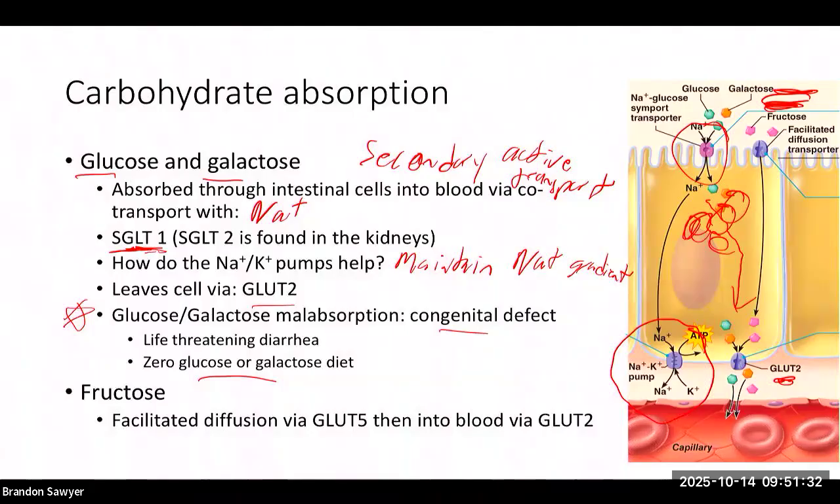I believe so. Yeah, I believe it's this, this guy up here, the SGLT1. Yeah, I don't think it's the sodium potassium pump. They'd be in big trouble if that was the case. But yeah, I believe it's the other one. Questions on that?